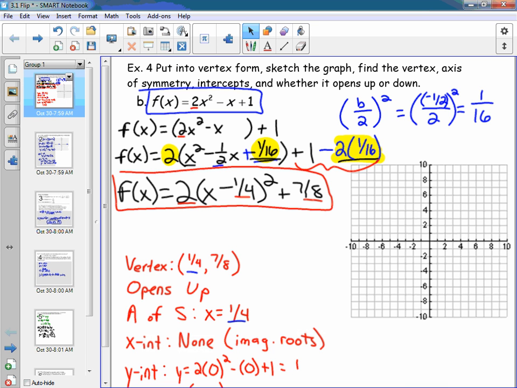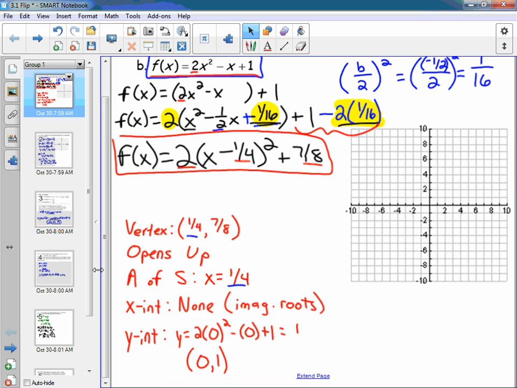All right. And then in order to find the y-intercept, the easiest way is to just use the equation that we have at the top here and plug in 0 for x. So if we do that, we will get (0, 1) for our y-intercept.